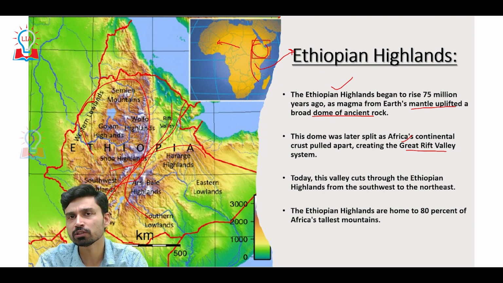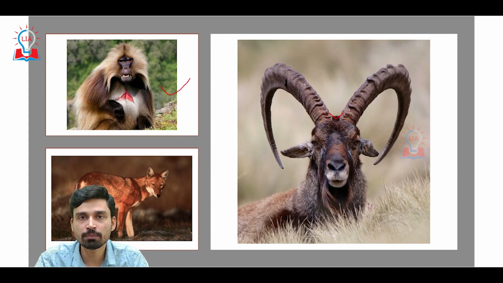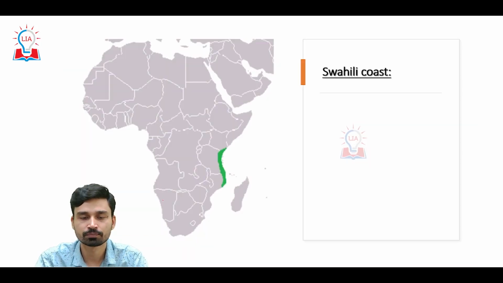As far as the mountains of Africa are concerned, the Ethiopian highlands are home to about 80% of Africa's tall mountains. In terms of animal life, here you will find the ibex, which is the most important animal of this particular region. Apart from that, gibbons are also found here, but the most commonly found animal of this region is what we call the Ethiopian wolf.